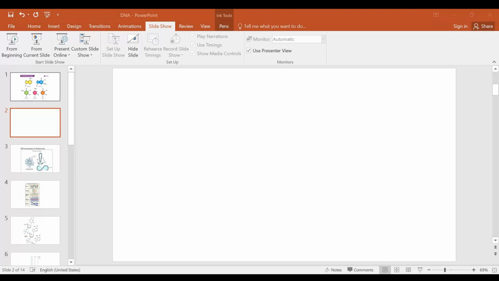So let us now clear the concept of what is meant by the primary structure, secondary structure and tertiary structure.